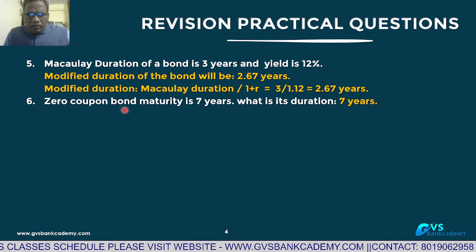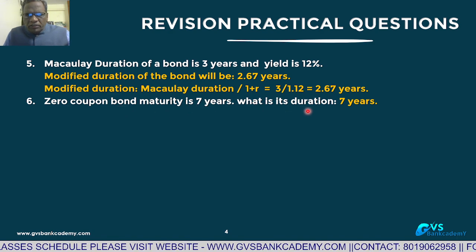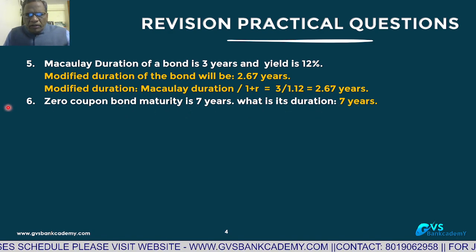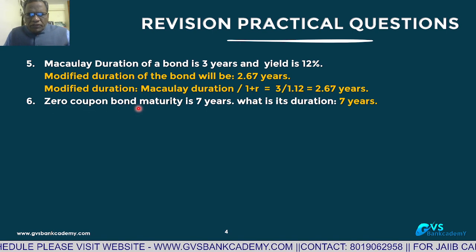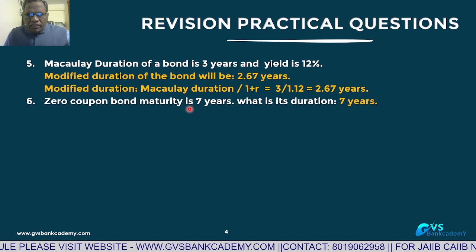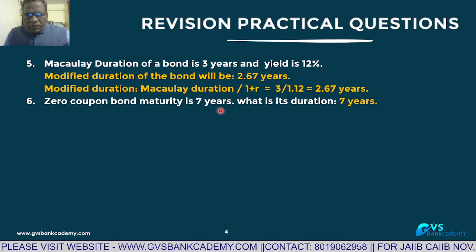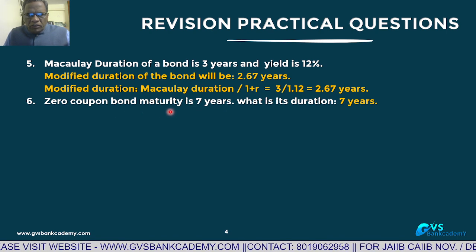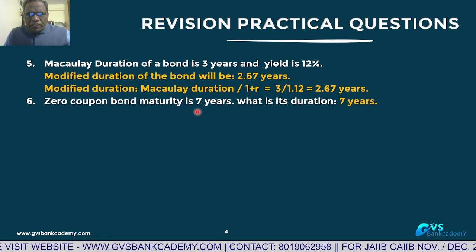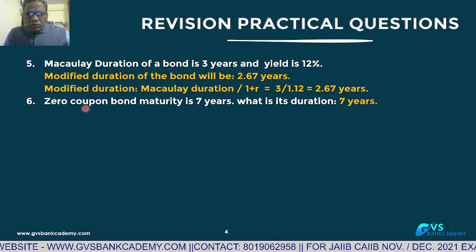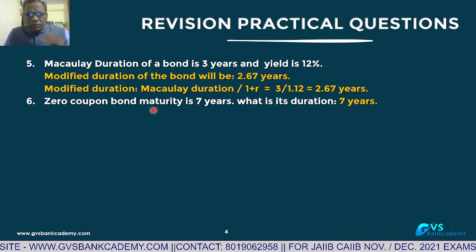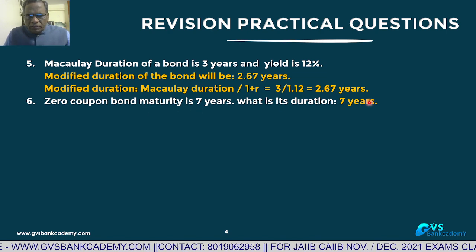Zero coupon bond, maturity is 7 years. What is the duration? 7 years. Because zero coupon bond means issued at a discount to the face value. On maturity, they are paying the face value. In between, from the date of investment to the date of maturity, there is no interest payment during that period. That's why the duration of the zero coupon bond is its maturity only. It's the maturity period.